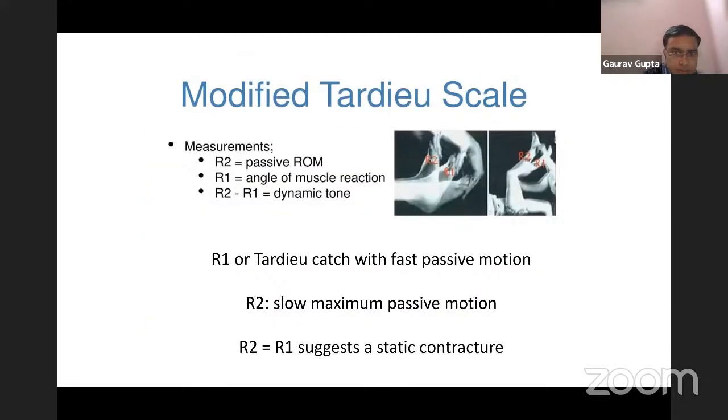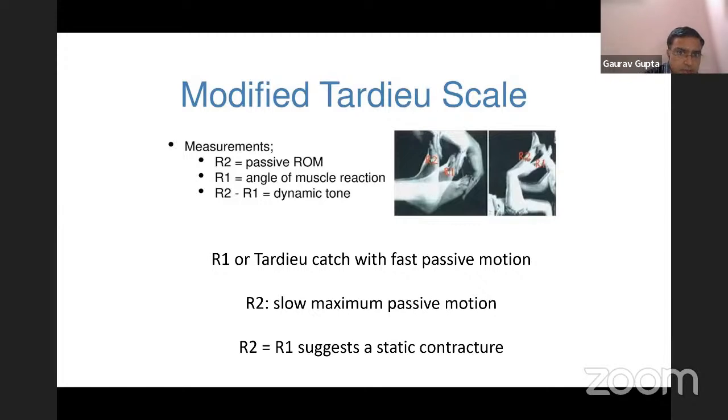There's another scale which is more practical, known as the modified Tardieu scale, where we try to move the joint initially in a fast passive motion, and at the first catch, we measure the angle. It is known as R1. Then we slowly move the joint further to the maximum passive motion, and that angle is known as R2. Now, if there is a difference in R1 and R2, that tells us that this has a dynamic spasticity. And here, as sir said, we can use measures like physiotherapy and Botox. But if R1 and R2 are almost equal and there is no difference, that tells that the muscle is short with a static contracture, and we have to do some kind of a release for this muscle.